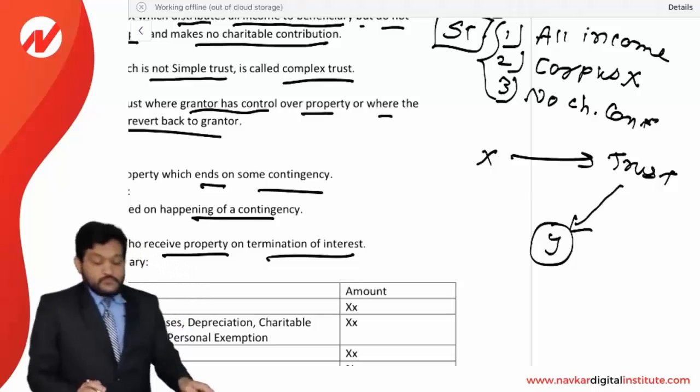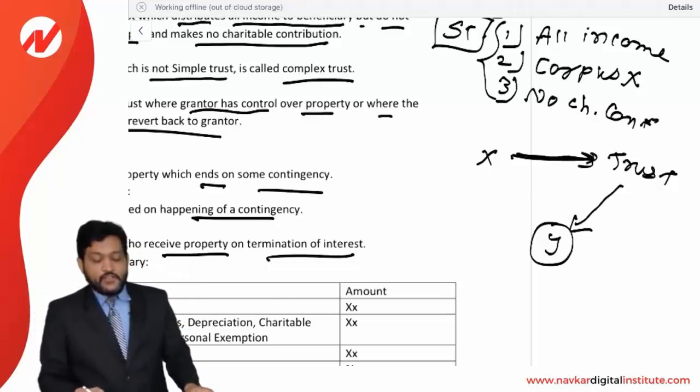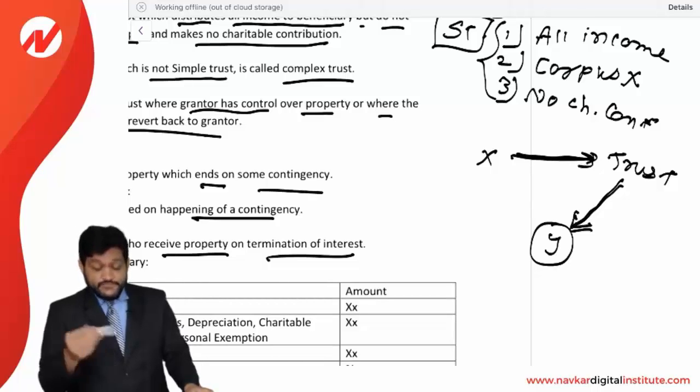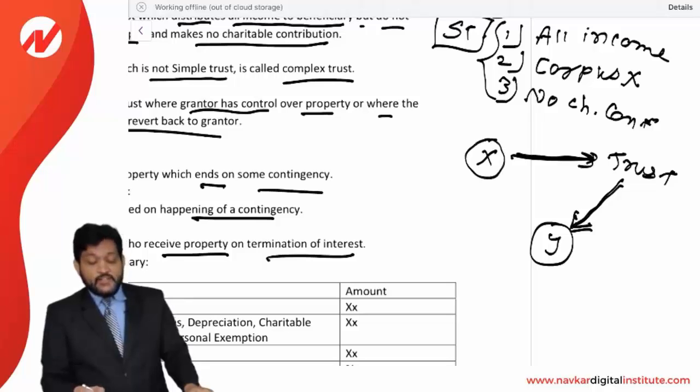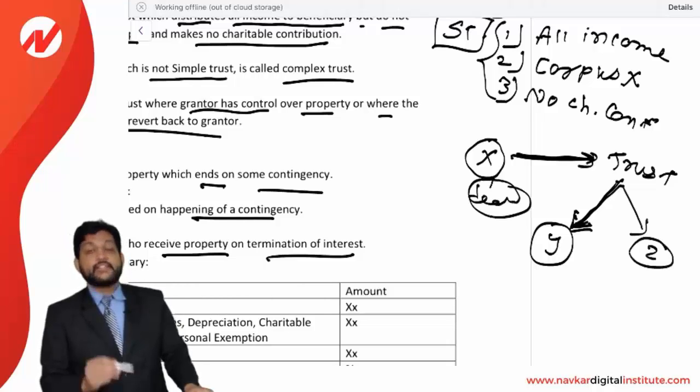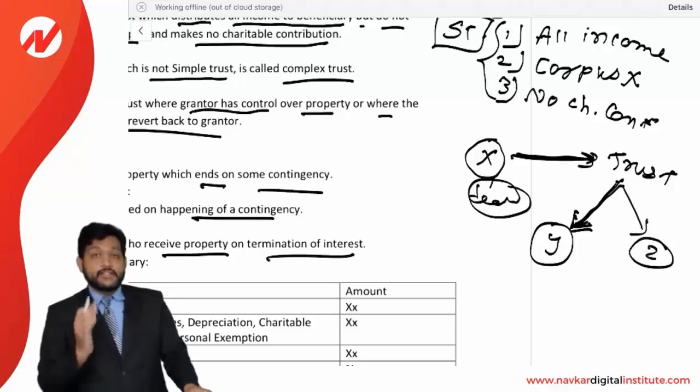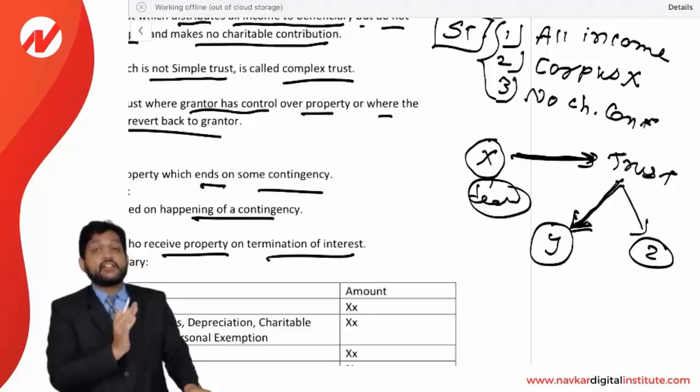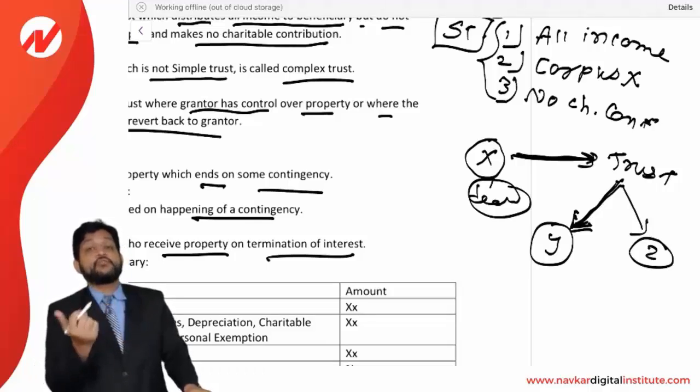Sorry. X has given a property to a trust, saying that the benefit should pass on to Y until the lifetime of X. Once X dies, the property should pass on to Z. For example, there is a term in the trust that till X is alive, the benefit should pass on to Y. But when X is deceased, the property should pass on to Z.